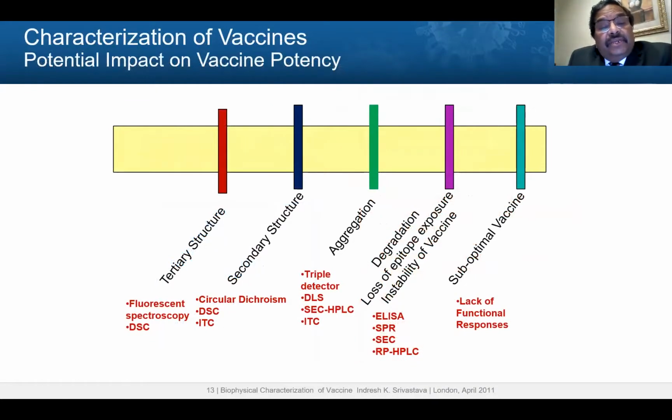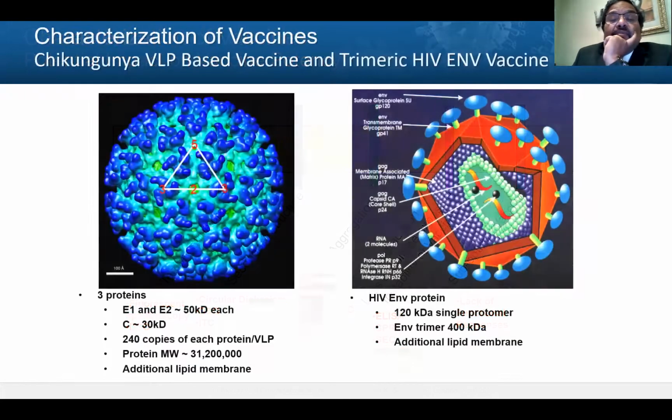Again, as I mentioned, changes in the tertiary structure, secondary structure, aggregation state, and degradation, all these things will compromise the vaccine potency and produce a suboptimal vaccine. So monitoring all these aspects by different characterization methods is critical for successful vaccine production or manufacturing.